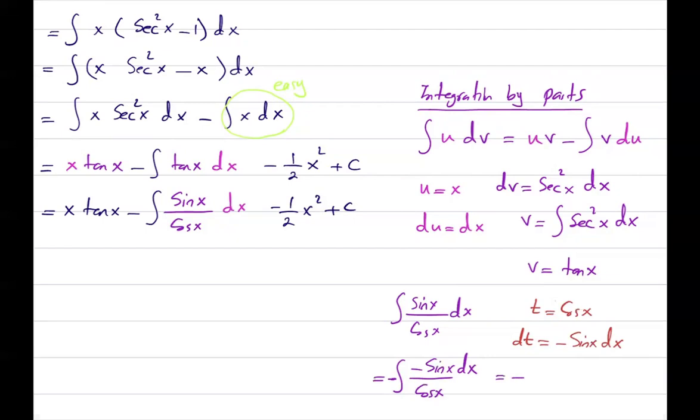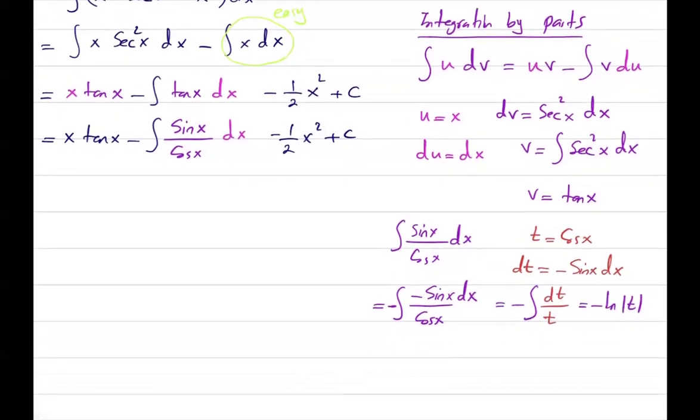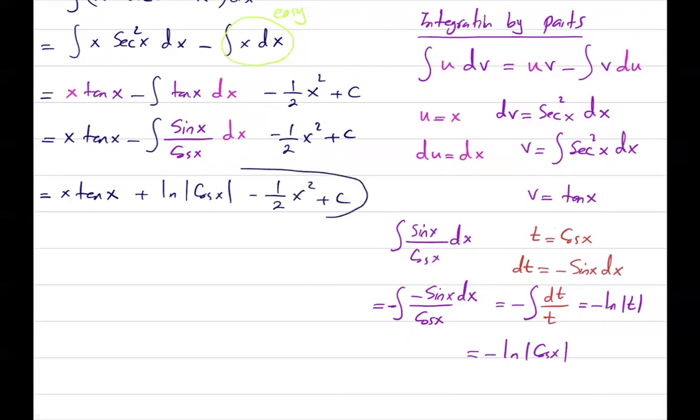This in turn is negative integral of dt divided by t, which in turn can be written as negative ln of absolute value of t. But what is t? t is cosine of x. So this integral is negative ln of absolute value of cosine of x. So we're done with everything, right? This is equal to x tangent of x, and you have a negative in front of it, so you get plus ln of absolute value of cosine of x minus a half x squared plus c.